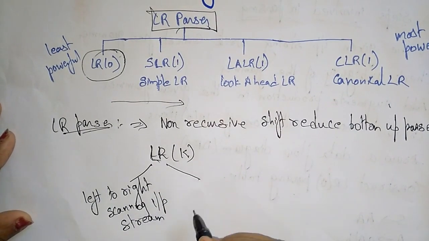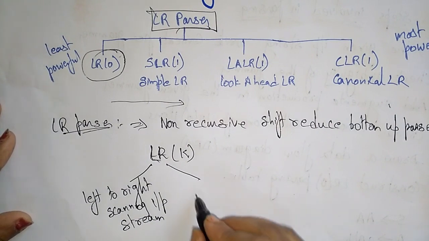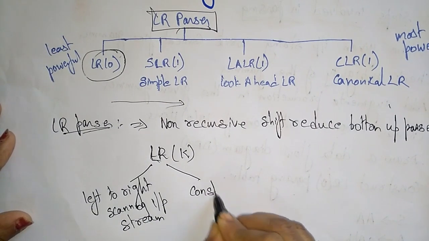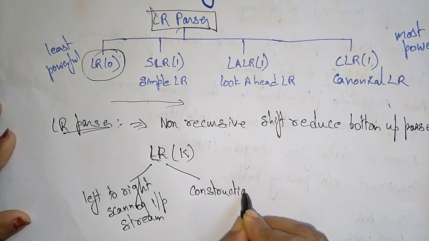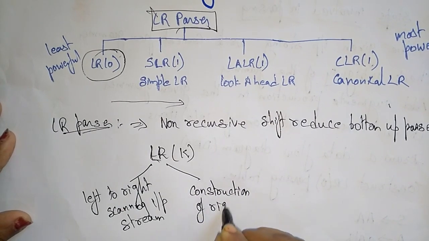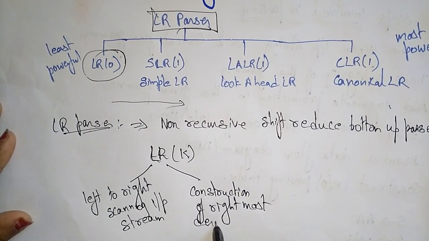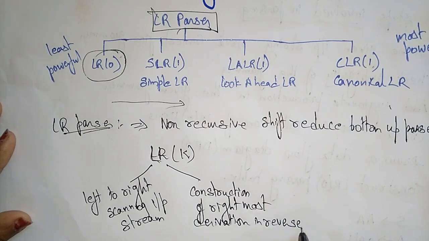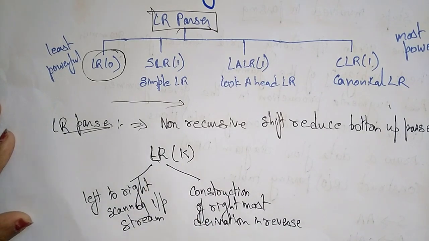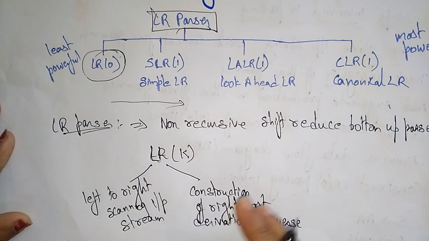Then what about the R? R stands for the construction of rightmost derivation in reverse. So just remember these terms. L is left to right scanning input stream, whereas R is the construction of rightmost derivation in reverse.